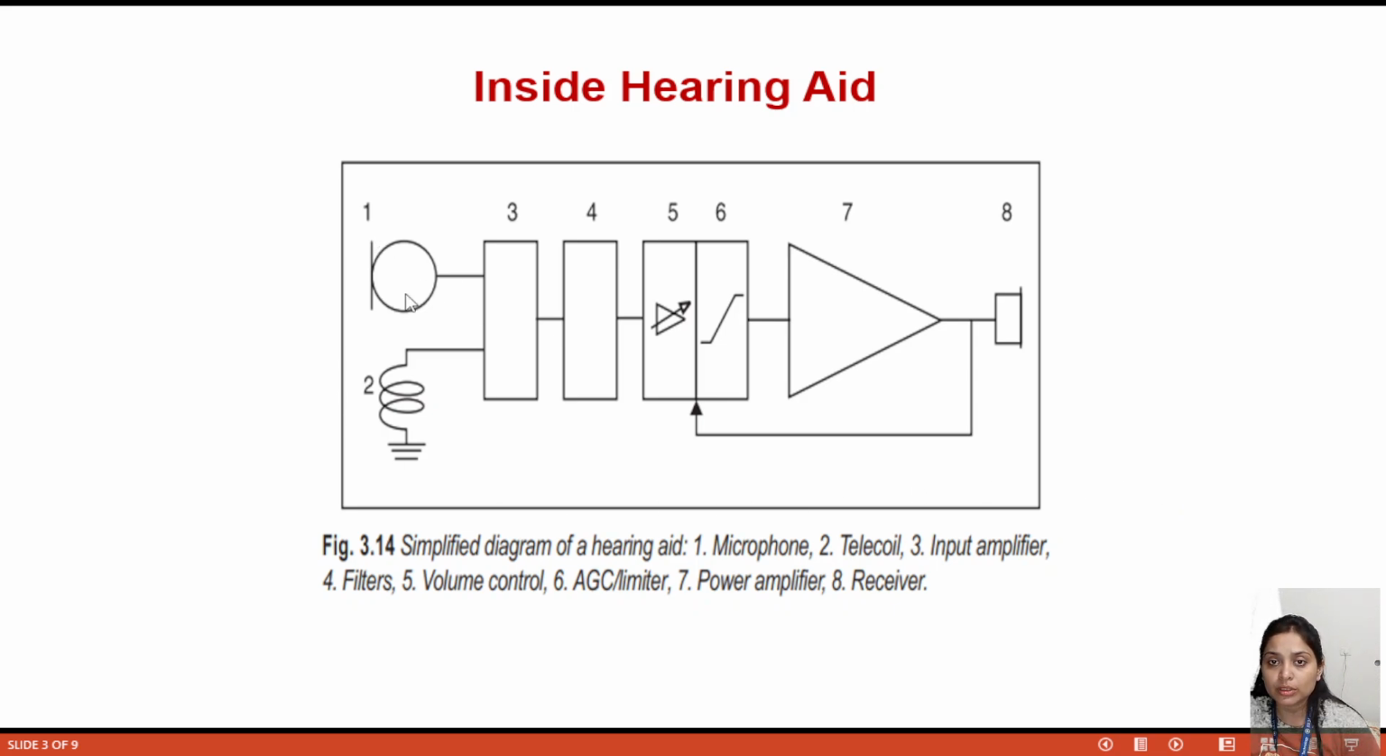Okay. So the first one is actually the microphone. The second is the telecoil. The third one is the input amplifier, then the fourth one is the filter, the fifth one is volume control, the sixth one is AGC or limiter, the seventh one is the power amplifier, and the eighth one is the receiver. Okay, so each block we have to explain one by one.